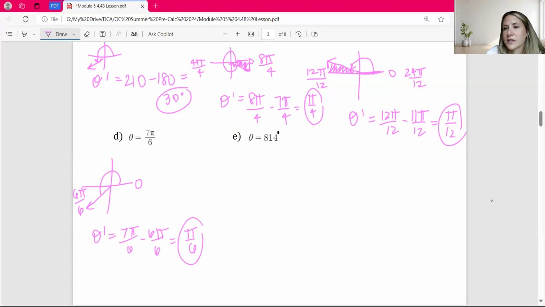Notice these are small angles. The definition of a reference angle, it's an acute angle. Pi over 6 is acute. Pi over 12, pi over 4, 30 degrees. These are acute angles formed by the terminal side and the closest x-axis.